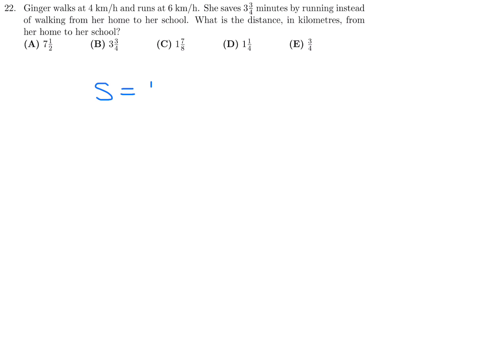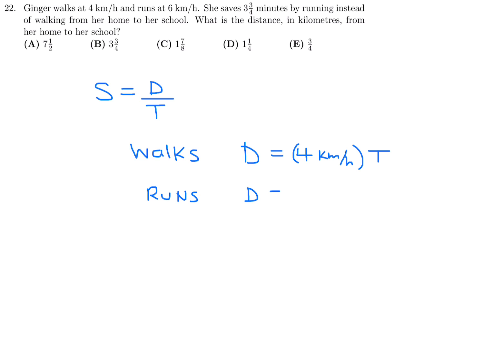We use the standard formula, speed is equal to distance over time, right? And when she walks, the distance is going to be speed times time. So her speed is 4 kilometers per hour, and the time, well, we don't know the time yet, so we'll just put T for time. When she runs, the distance is the same, but the speed is now 6 kilometers per hour.